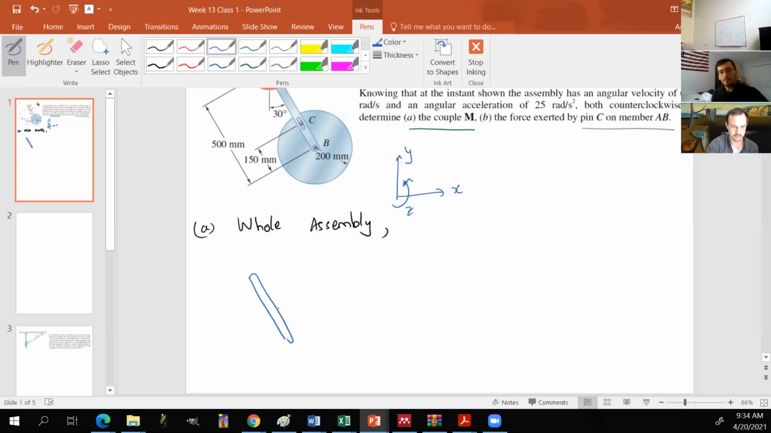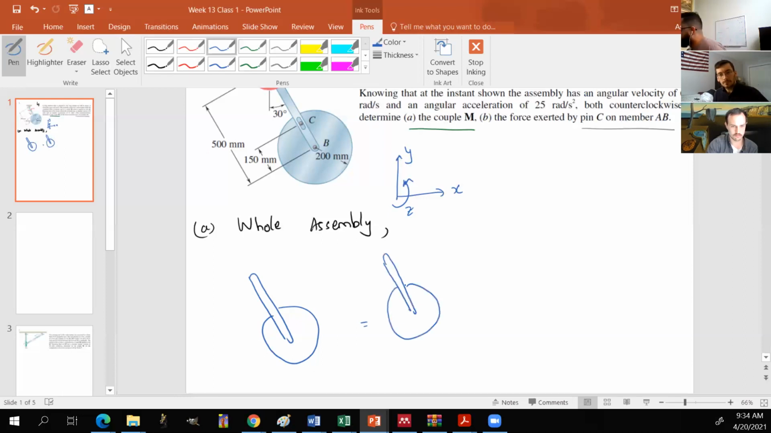So let's say that that's the rod. That's the disk. So that's for my free body diagram. And that's equal to the rod. Terrible drawing, but we'll go with it.